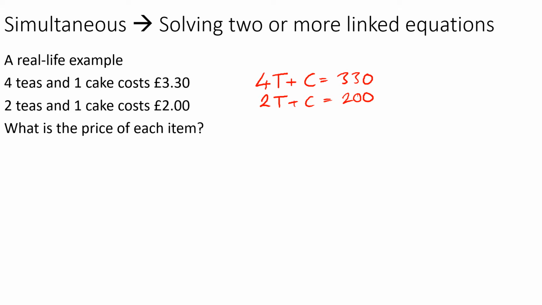So we need to get rid of one of those. We need to simplify the issue. And the way we're going to do it is we're going to subtract the second equation from the first equation. Because of the way collecting terms work, that means we're going to subtract the 2t from the 4t, and that will leave us with 2t. We're going to subtract c from c, which will leave you with nothing. And we're going to do 330 take away 200, which gives you 130. In other words, and you could tell this, I guess, from the context, 2 cups of tea cost £1.30.